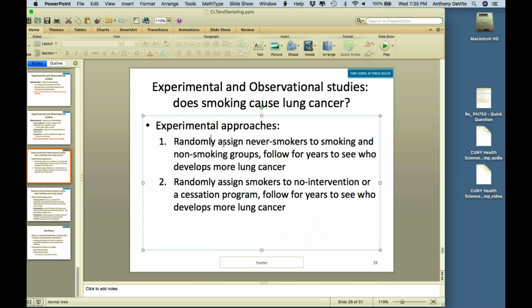Okay, randomly assign never smokers to smoking and non-smoking groups. Follow for years. Randomly assign smokers to no intervention or a cessation program. Follow for years: who develops cancer.